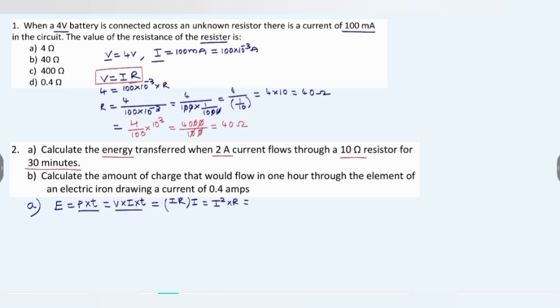Here we forgot to write time. So I square R into time, this is V into I into T. I is 2 amperes, R is 10, into again I which is 2, into time. Time is 30 minutes. So 30 minutes should be changed into seconds, because the standard unit we generally use is seconds. So 30 into 60 is 1800 seconds.